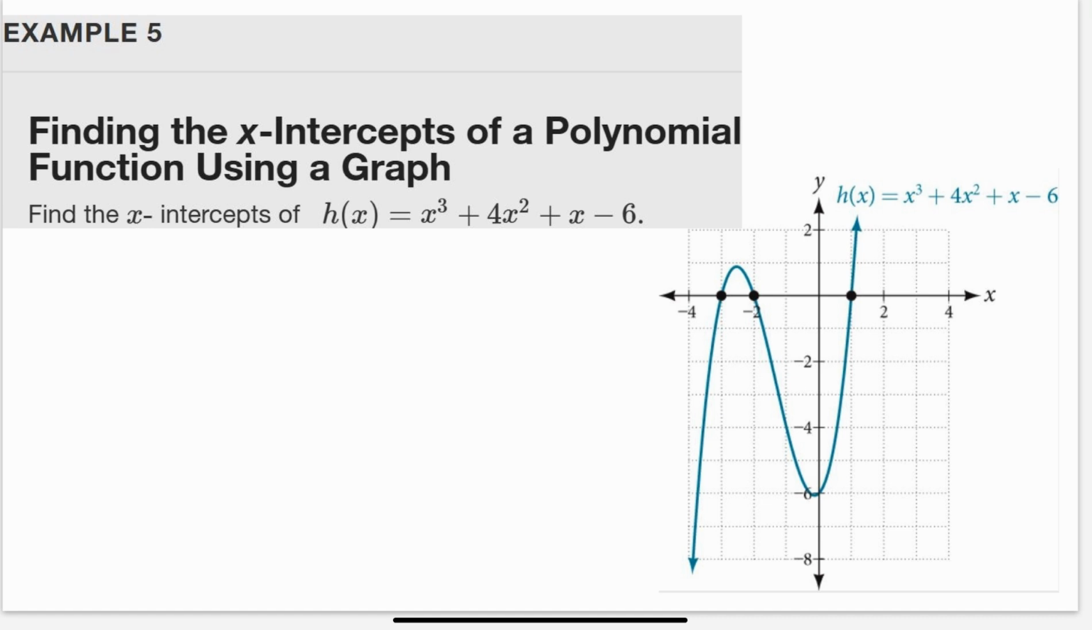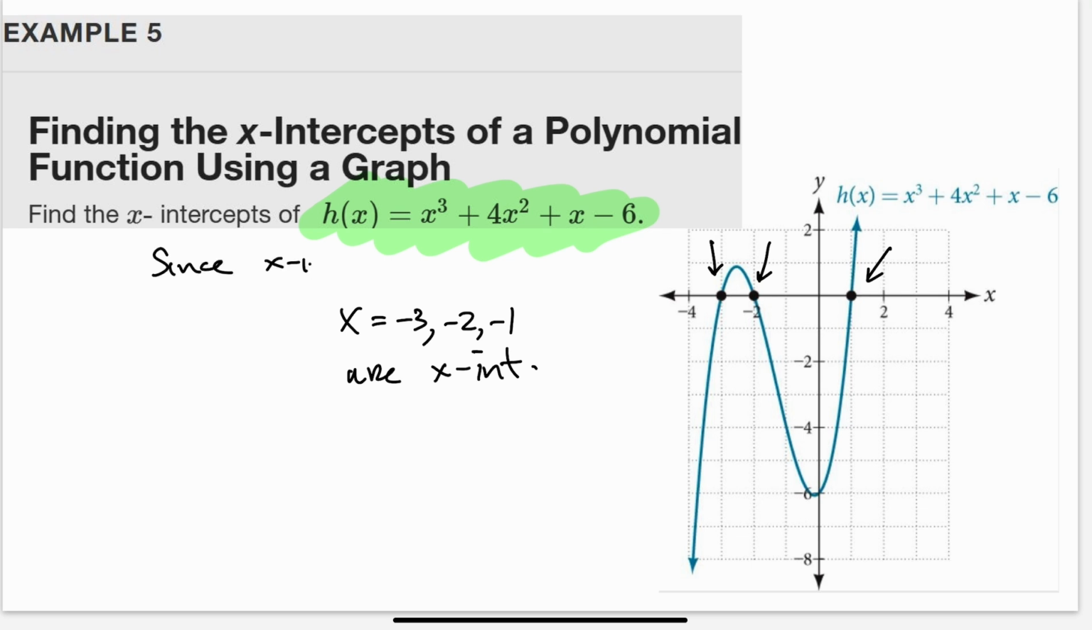It says, can you find the x-intercepts using a graph? Well, I tried. What this one is really reminding you of is that you try to factor it and you can't factor it by hand. One way is to graph it and find out where it crosses the x-axis. So here, just reading from the graph, x equals negative 3, negative 2, and 1 are our x-intercepts.